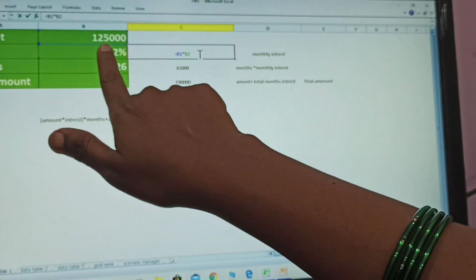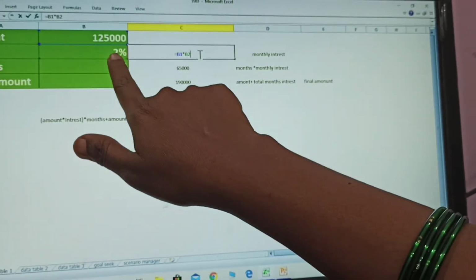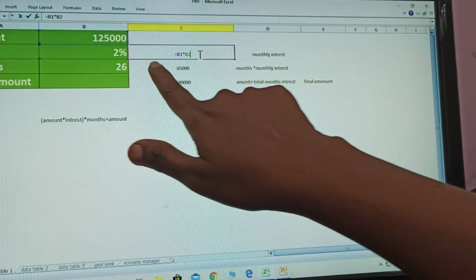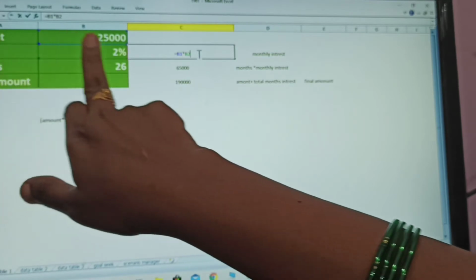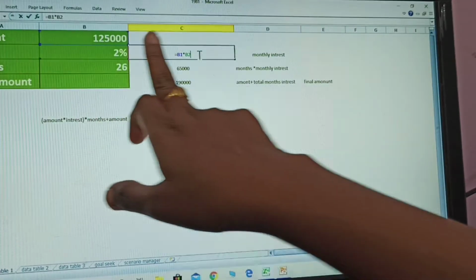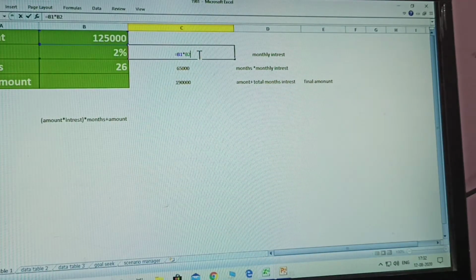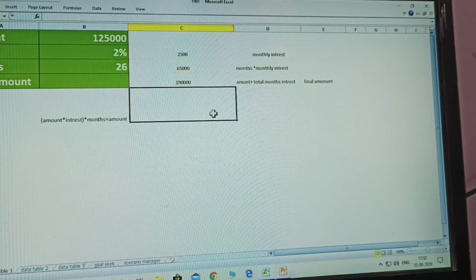B1 means amount, and B2 means 2%. Amount into B2, 2%. B1 means amount, B2 means percentage. If you multiply both, you get the monthly interest. How much is there? 2,500. This is the monthly interest.